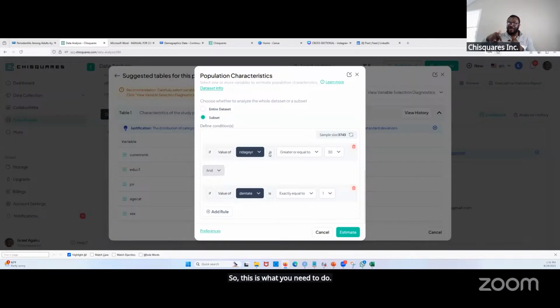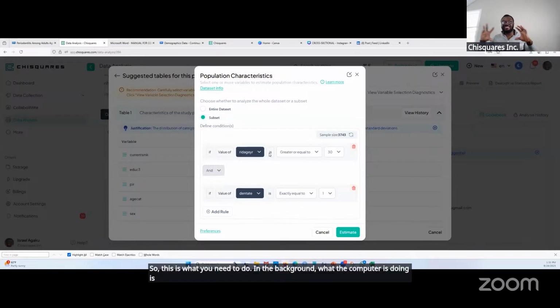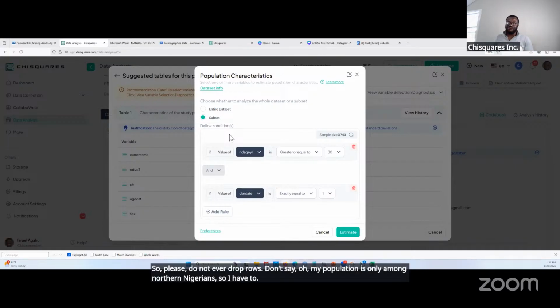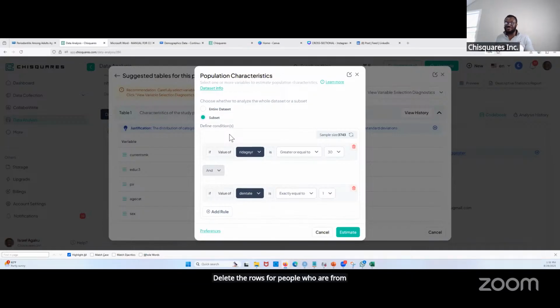In the background, what the computer is doing is estimating the variance and the point estimates correctly. The point estimate will always be estimated only among these individuals, but the variance must be calculated among everybody. Otherwise, your calculation is wrong, right? Because you have incorrectly estimated variance. So please do not ever drop rows. Don't say, oh, my population is only among Northern Nigerians, so I have to delete the rows for people who are from Southern Nigeria or Western Nigeria. That is a hard no.